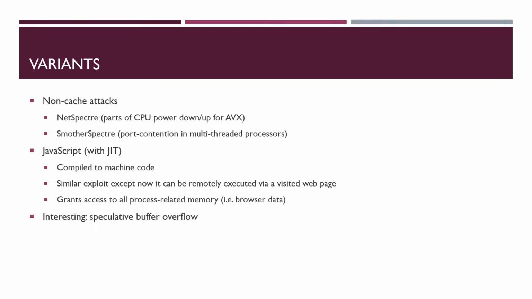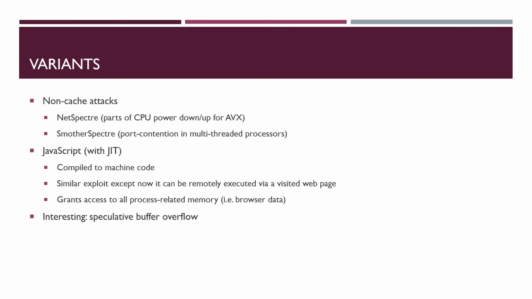Another one is SMoTherSpectre. It uses port contention in multi-threaded processors, which basically means it looks at which parts of the processor execute different instructions, which could depend on some data, and then looks at how different other code that is being executed at the same time is affected, trying to guess from that which parts or which ports were being utilized at the same time by speculative execution.